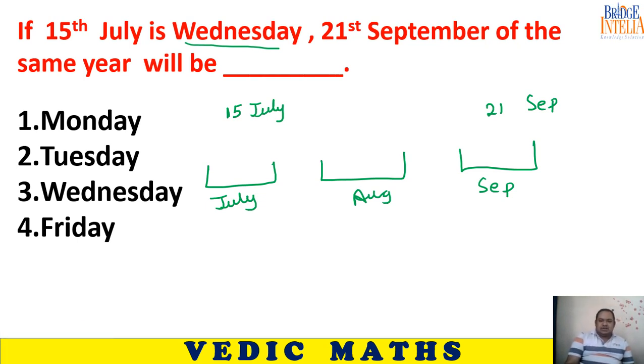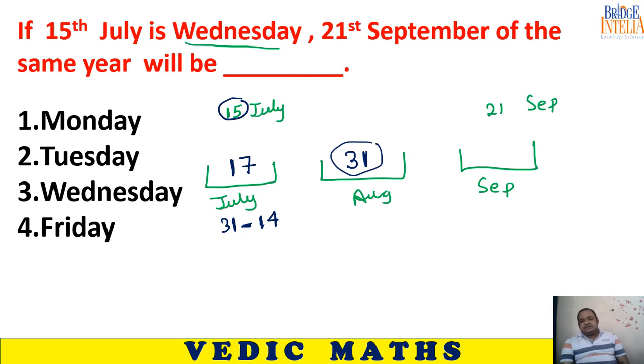Fine. So August has 31 days. July has 31 days, but you have started counting from 15. That means you have removed the first 14 days. The first 14 days you are not counting. So 31 minus 14 is 17. So from July you have taken 17 days. From August you have taken the entire month, 31 days. From September you are taking only 21 days.